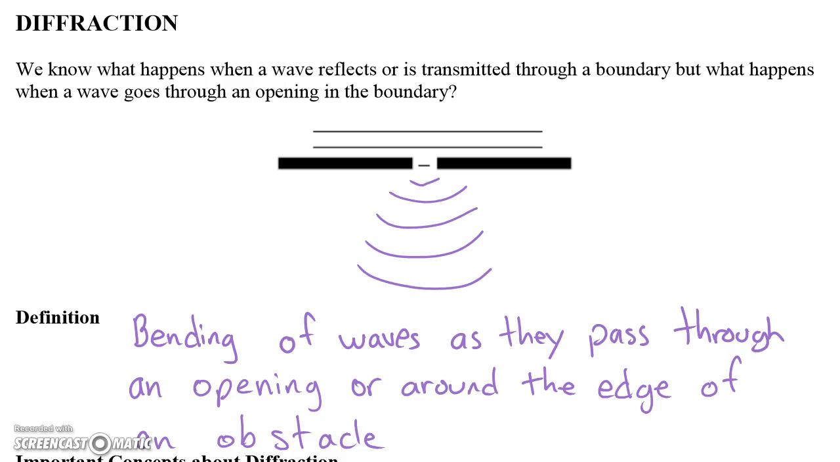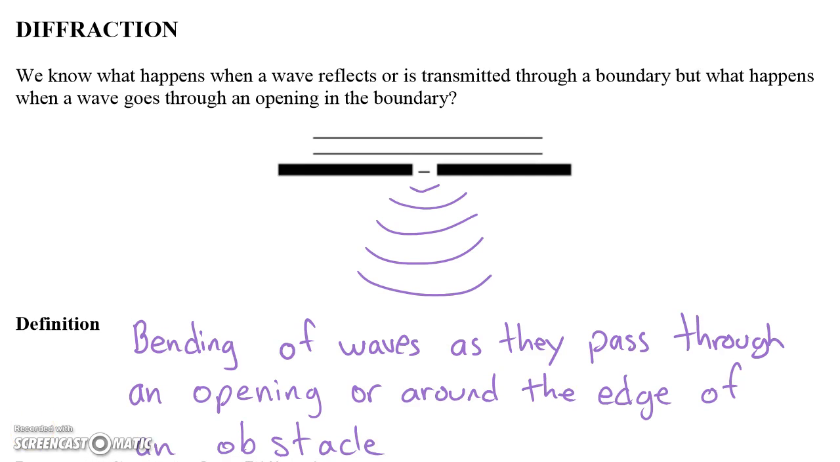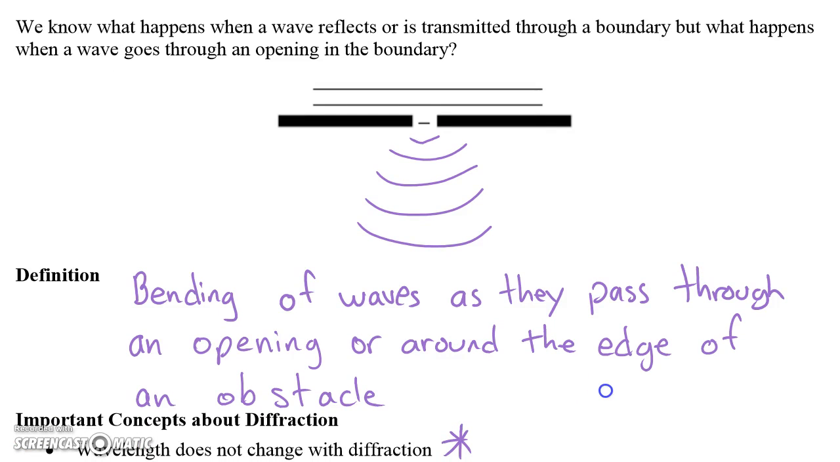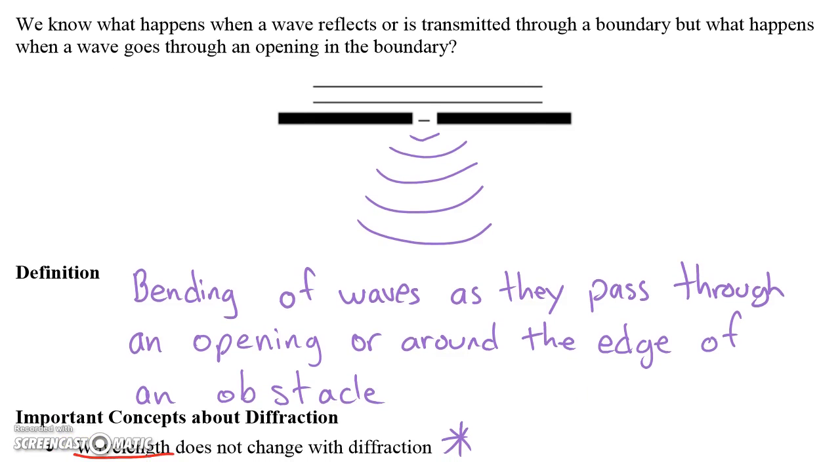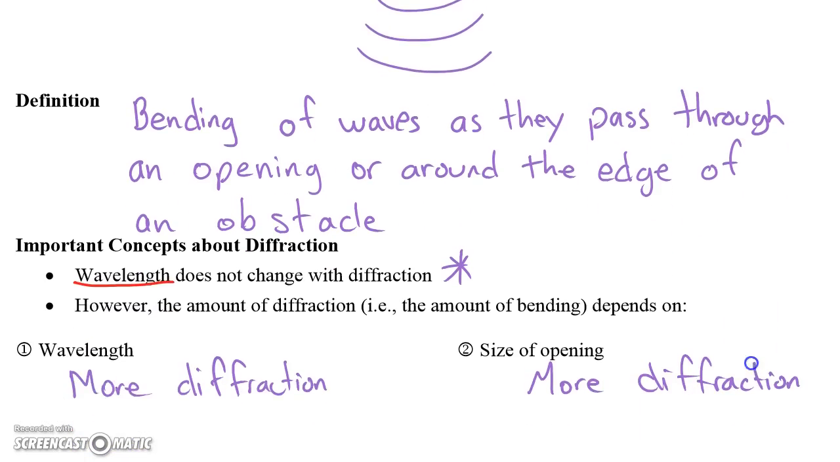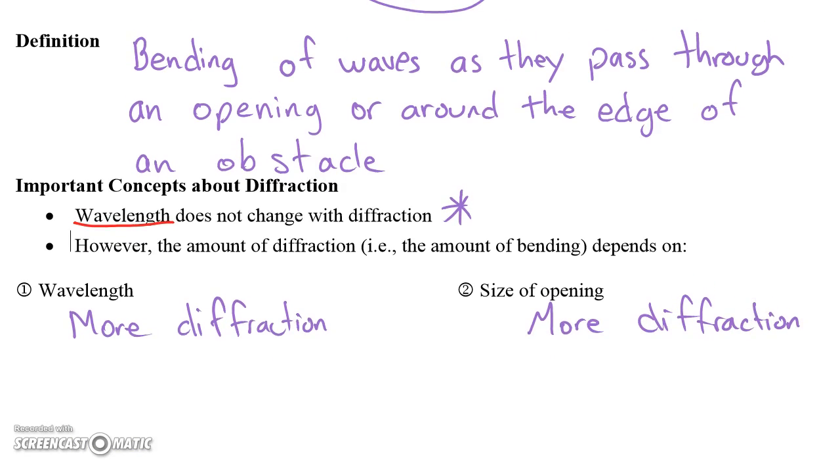Now, in terms of diffraction, there are some things that don't change as the wave goes through the opening. Most importantly, the wavelength doesn't change, which means it's not changing medium, so it's not going to refract. There's no change in frequency or speed, and so the wavelength isn't going to change either. That makes sense. There's nothing affecting the wave, it's just going through an opening, and that opening changes the direction that the wave is going, not the properties of the wave itself. But the wavelength does affect how much diffraction happens, as does the size of the opening.